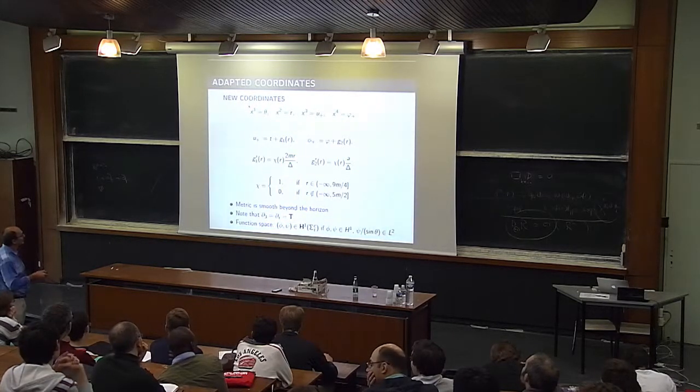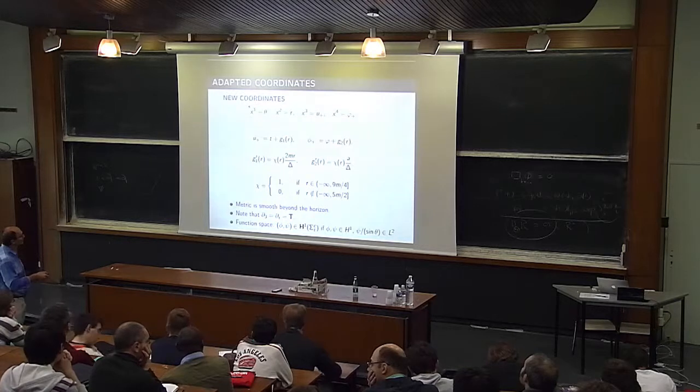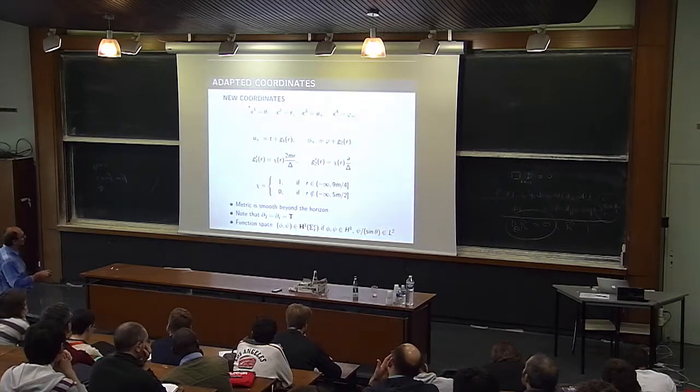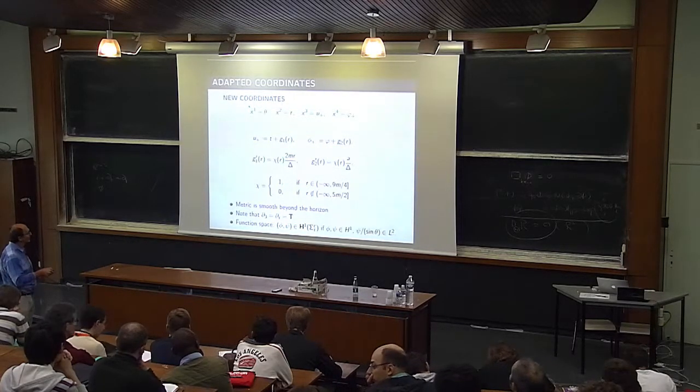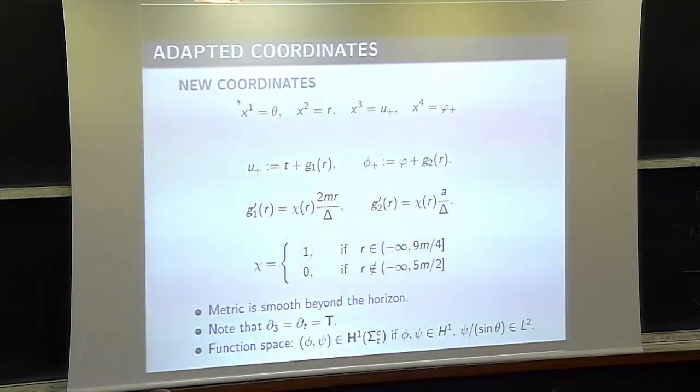So what you do is you introduce this u plus and phi plus, which are defined as being t plus a function of r, phi plus a function of r. And the functions are defined simply in this fashion, where you choose chi to be concentrated near the horizon. All right. And in these coordinates, the metric is smooth. Of course, d3. So if you look at d1, d2, d3, d4, the partial derivatives with respect to x1, x2, x3, x4, d3 is the partial derivative with respect to u plus. It's exactly the t vector field, in other words, the Killing vector field.